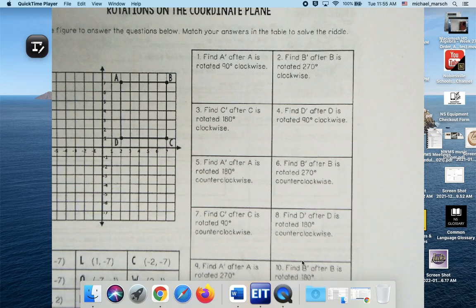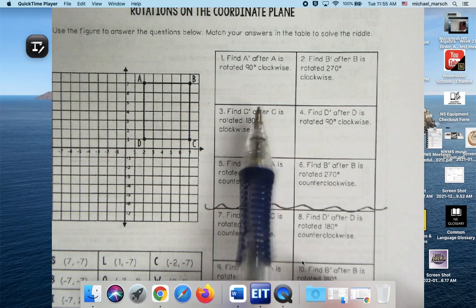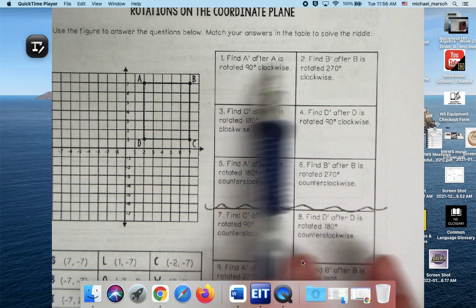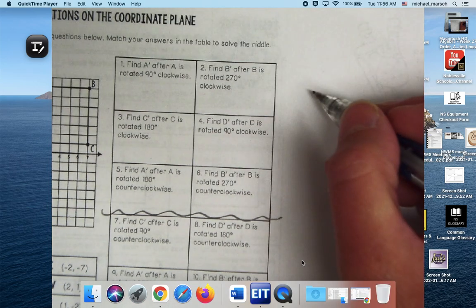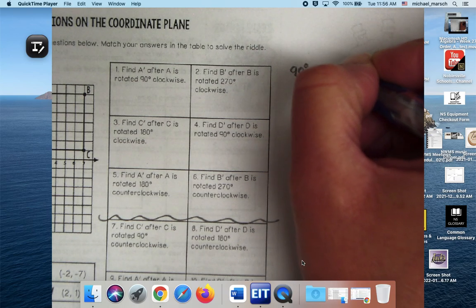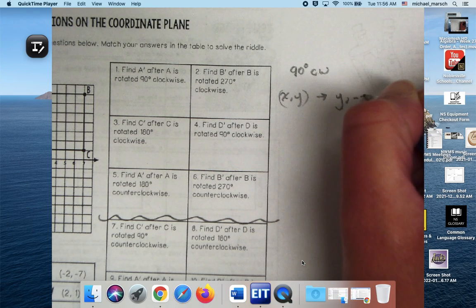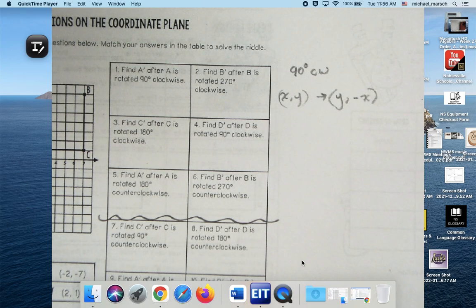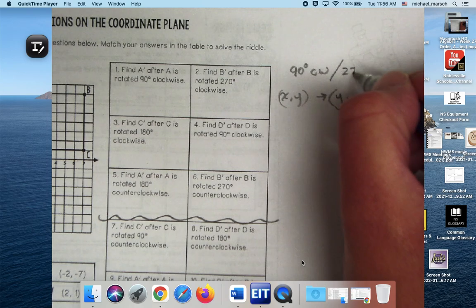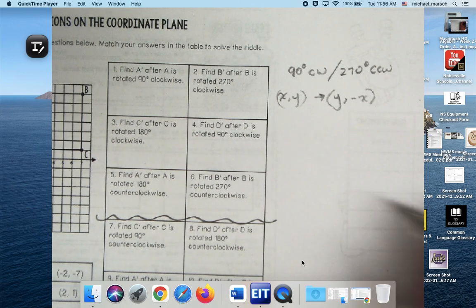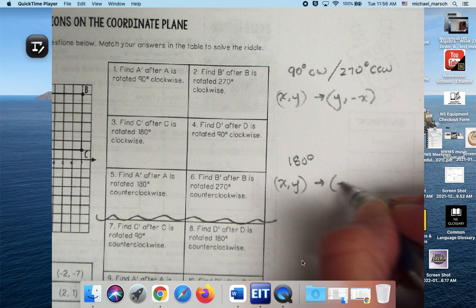You guys are going to do the first six on this. So just draw a little squiggle so you know to stop at six. You're going to figure out what the ordered pair would be if you rotate these letters a certain amount. So let's remind ourselves of the rules here. So 90 degrees clockwise is this, which is also 270 counterclockwise. 180 degrees is x, y turns into opposite x, opposite y.